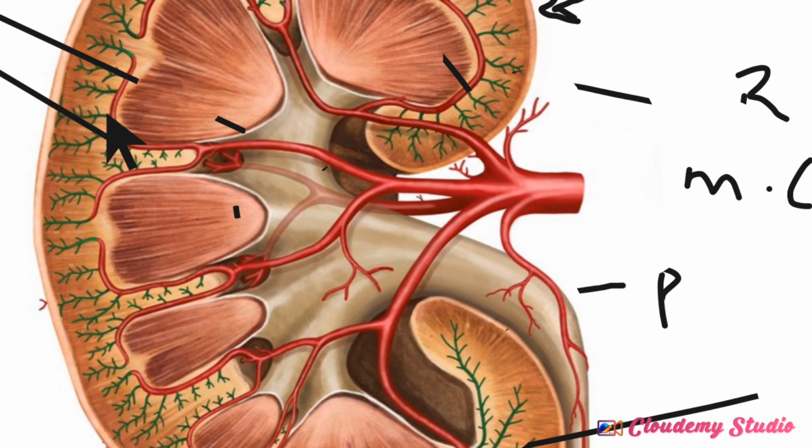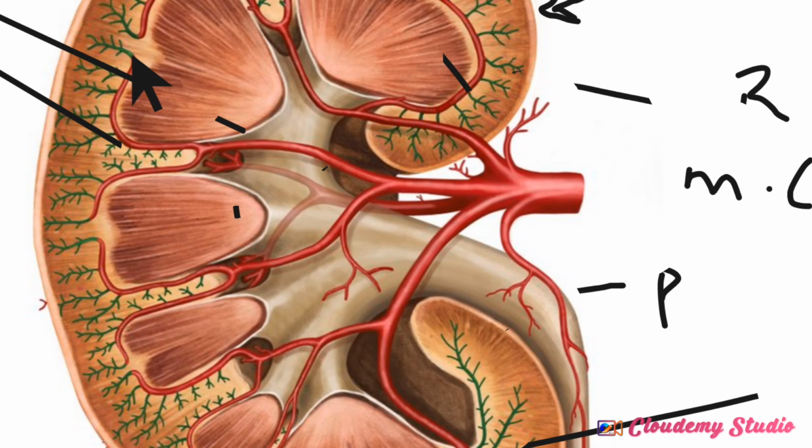Now, these branches are known as arcuate arteries. They are known as what? Arcuate arteries. Now, as all of them are moving up, can you see? This is one arcuate artery, this is another arcuate artery, this is another arcuate artery, this is another arcuate artery.